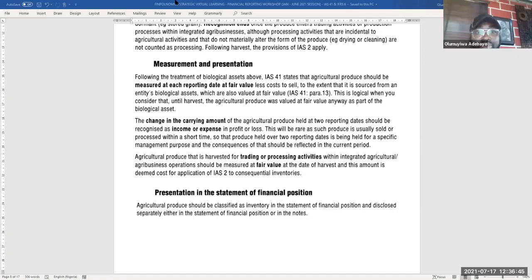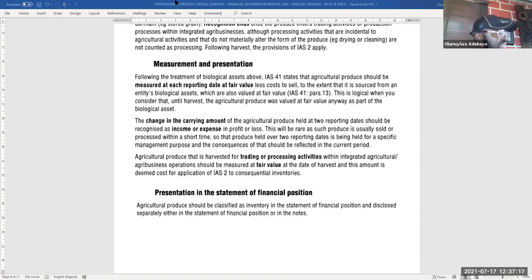Okay, now let's look at presentation in the financial statement. Agricultural produce should be classified as inventory in the statement of financial position, and disclosed separately either in the statement of financial position or in the notes to the accounts.